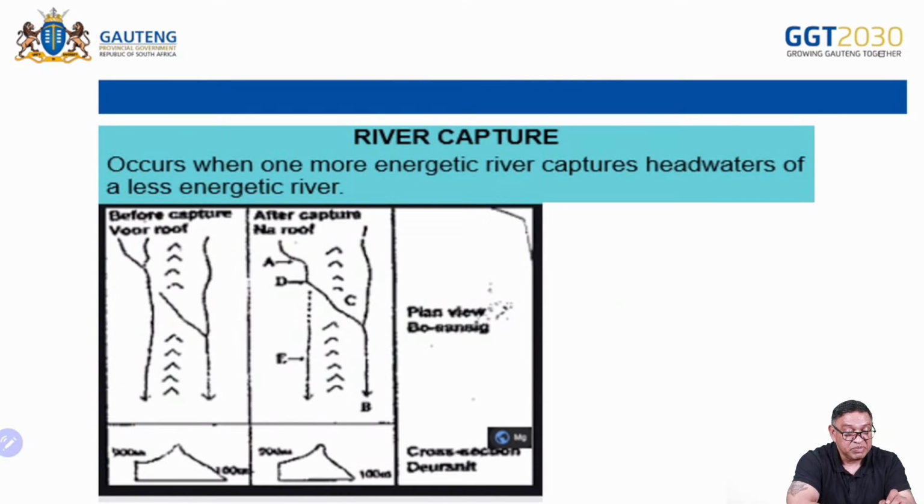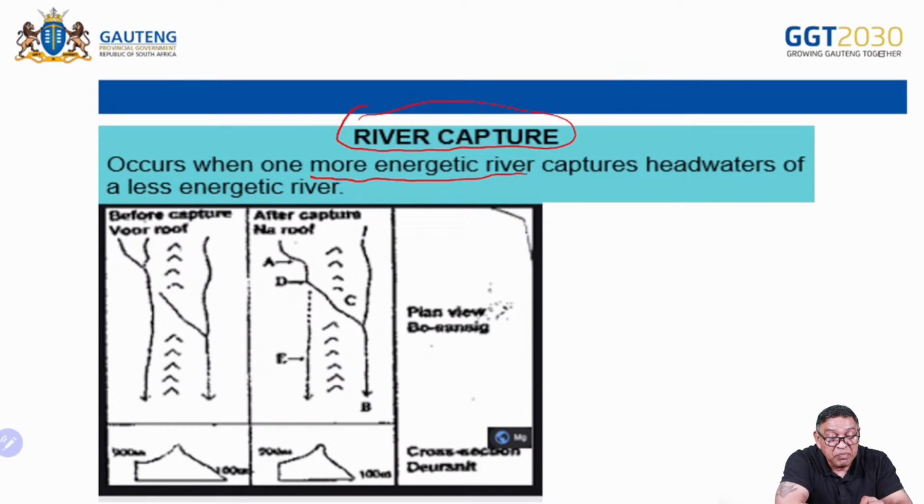Now we have river capture. Although the process of the headwaters getting taken by one river, the more energetic river, is a similar process, we divide it into abstraction and river capture. So river capture occurs when a more energetic river captures the headwaters of a less energetic river. Learners, please note, it's a two mark definition. Don't just say when one river captures the headwaters of another river. It must be a proper description when you write your exams. When one more energetic river captures the headwaters of a less energetic river.